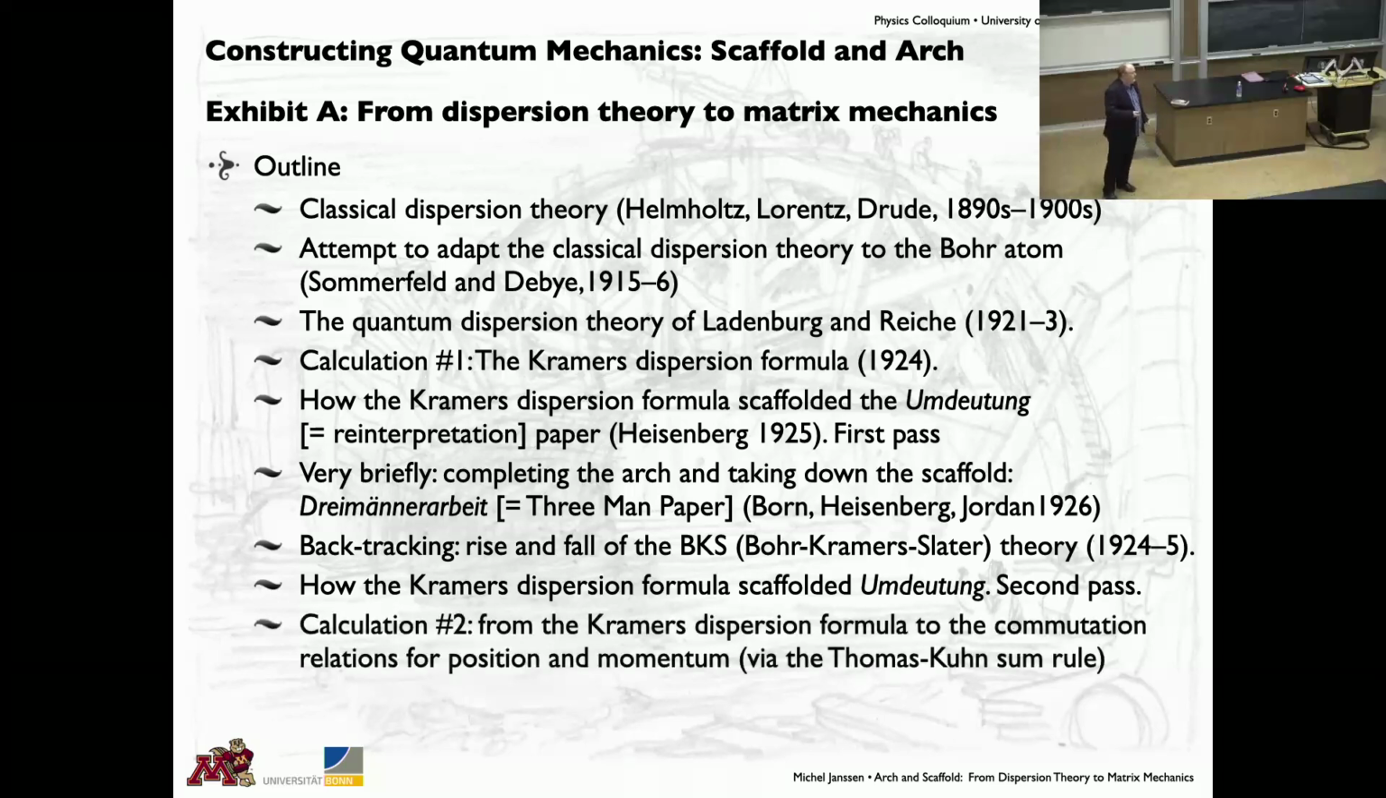Finally, I'll do the second calculation in unabashedly modern terms, namely to show you how you get from the Kramers dispersion formula to the core of the new quantum mechanics in the hands of Born, Heisenberg, and Jordan, namely the commutation relation for position and momentum. That goes through another result that is directly related to dispersion theory, namely the Thomas-Kuhn sum rule. This is specifically for Ted, who has been asking me about the Thomas-Kuhn sum rule. So this is at least a modern calculation.